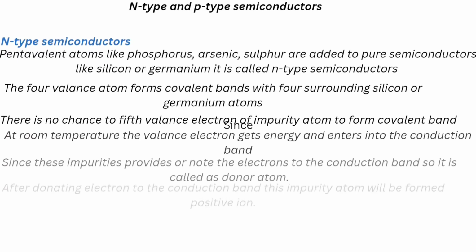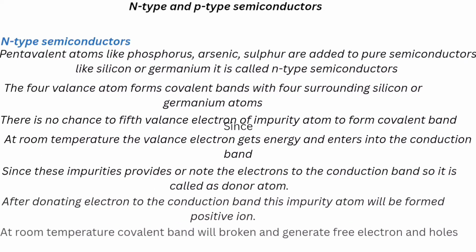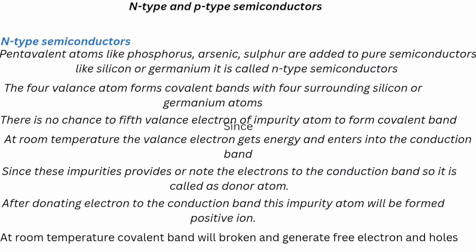N-type semiconductors. In n-type semiconductors we are adding pentavalent atoms, meaning we are adding impurities from the fifth group elements. Fifth group elements are phosphorus, antimony, arsenic. These all belong to the fifth group elements. When we add these impurities to the pure form of semiconductors like silicon or germanium, that is called an n-type semiconductor. Adding impurities that belong to the pentavalent, fifth group elements, to the pure semiconductors is called an n-type semiconductor. See, in n-type semiconductors there are 5 valence electrons, right? In pure they have 4.